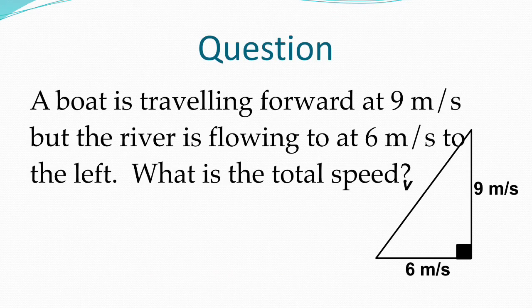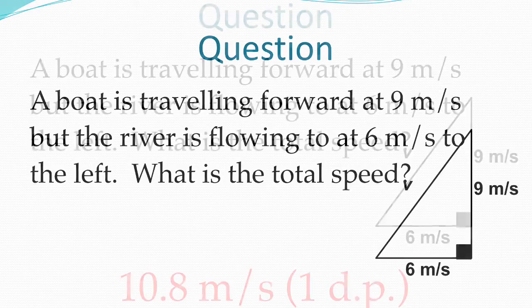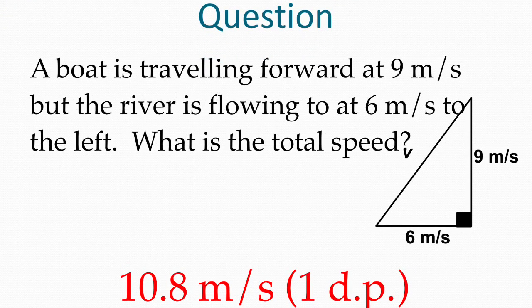In this question, a boat is travelling forward at 9 metres per second, but the river is flowing at 6 metres per second to the left. What is the total speed? You should get an answer of 10.8 metres per second to 1 decimal place.